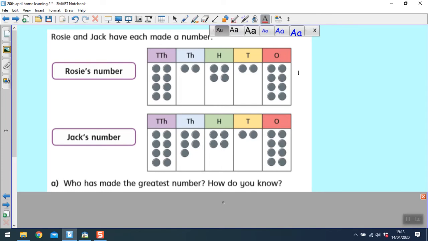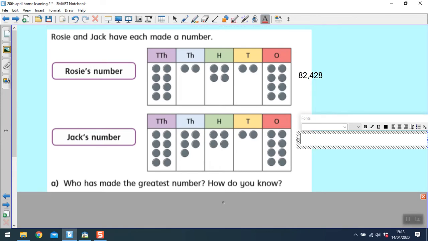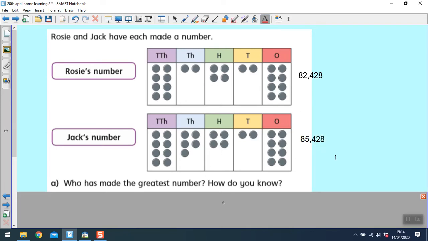Okay, so I'm going to write down what Rosie's number is worth. So Rosie has 8 tens of thousands, 2 thousands, I'm going to put a comma there, 4 hundreds, 2 tens, and 8 ones. And Jack has got 8 tens of thousands still, 5 thousands, 4 hundreds, 2 tens, and 8 ones. So we've got 82,428 and 85,428.